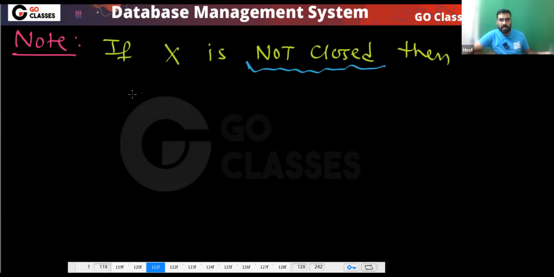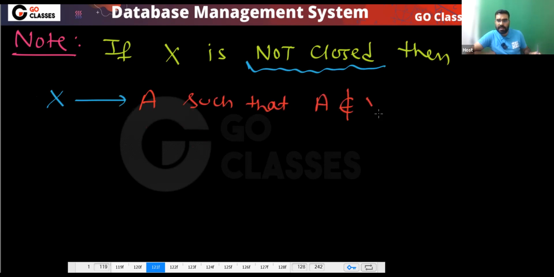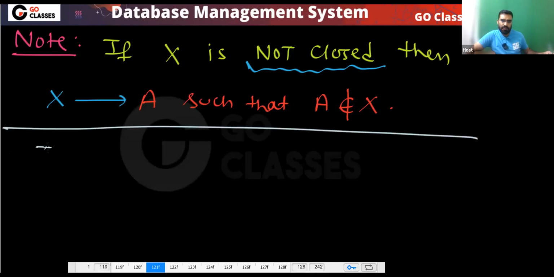If X is not closed, then it should give you something extra, which is not part of X, such that A does not belong to X, right? Do you agree? That X should give you something extra. So if X is not closed, then it should give you something extra.